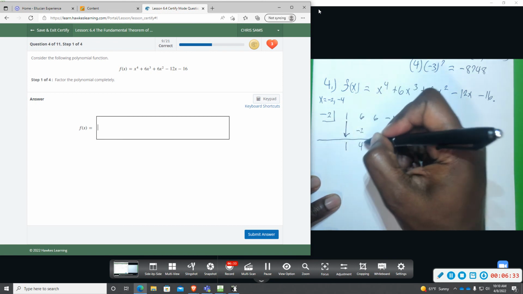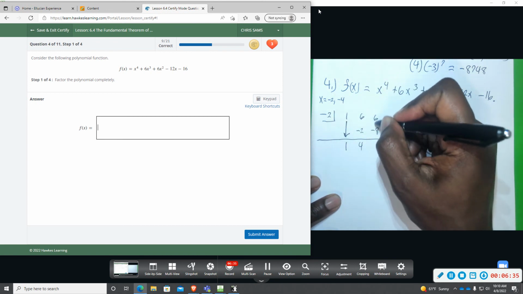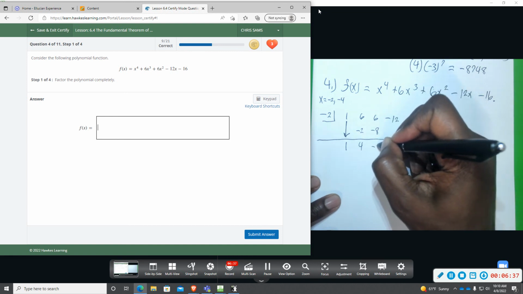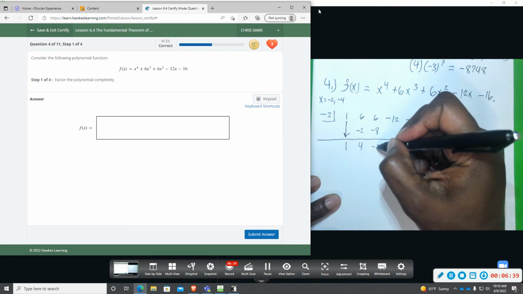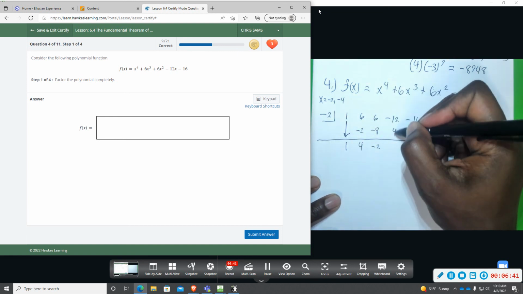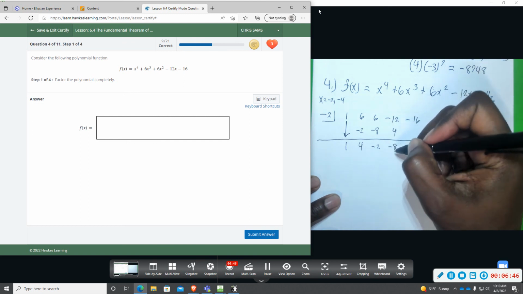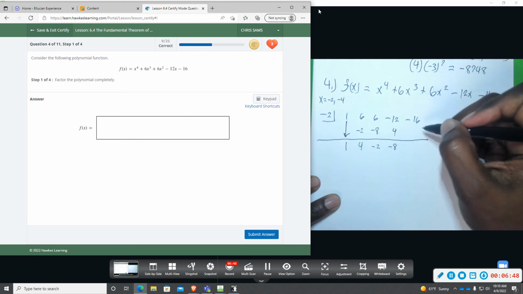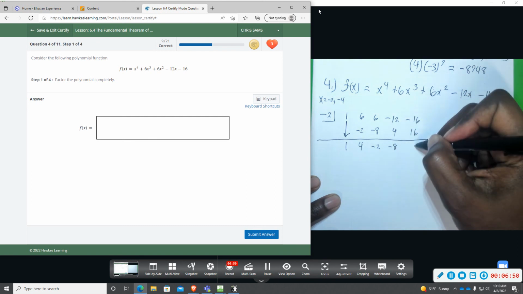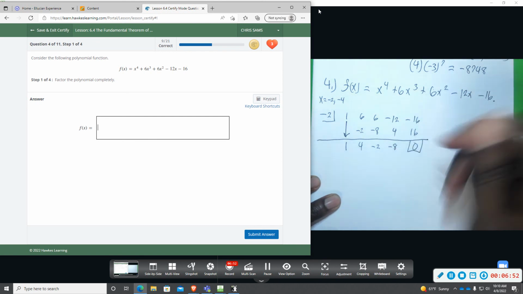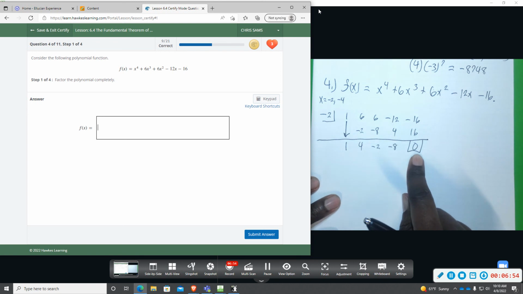-2 times 4 gives me a -8, combine, and we get -2. -2 times -2, +4, combine, and we get -8. And then -2 times -8, +16, combine, and you get 0. So that's how you know it's a 0, when the last term is a 0.